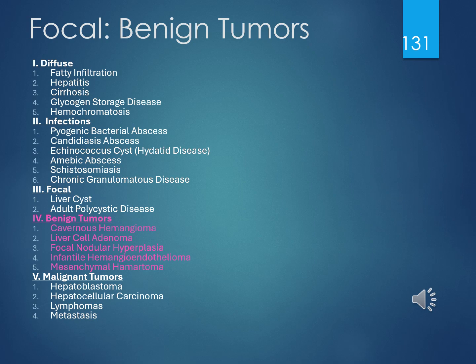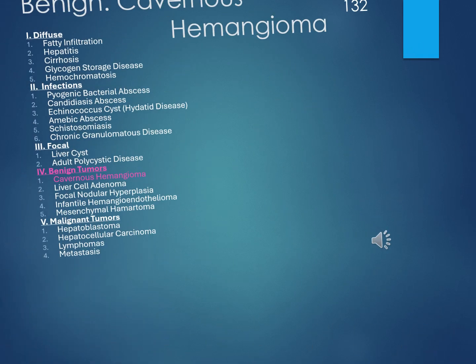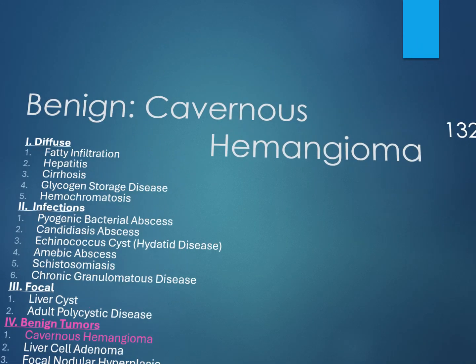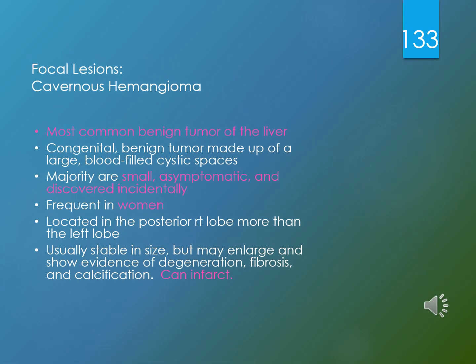Benign tumors. Benign liver lesion, cavernous hemangioma. Our first benign focal lesion is cavernous hemangioma. Hemangiomas are the most common benign tumor of the liver. They are congenital benign tumors made up of large blood-filled cystic spaces, hence cavernous. Heme means blood, angio means vessel, oma means tumor.